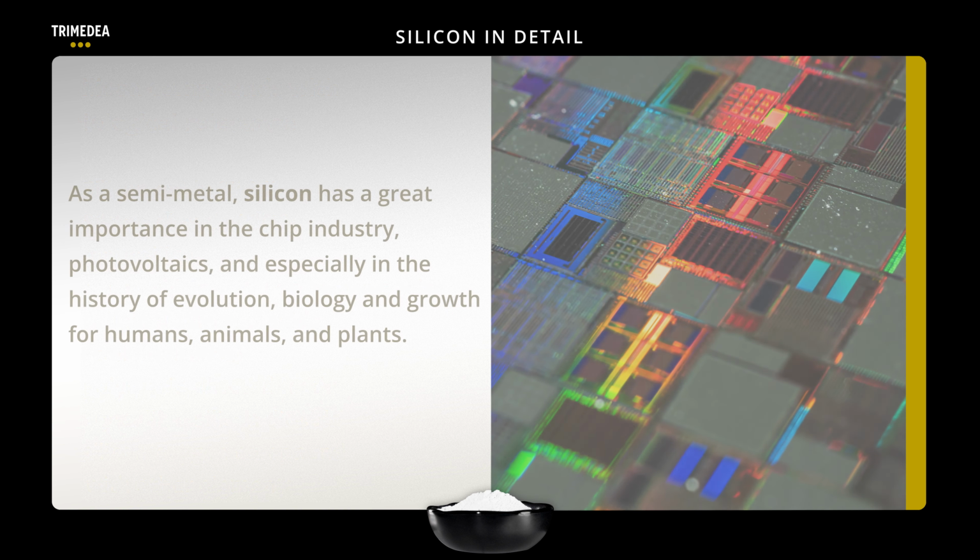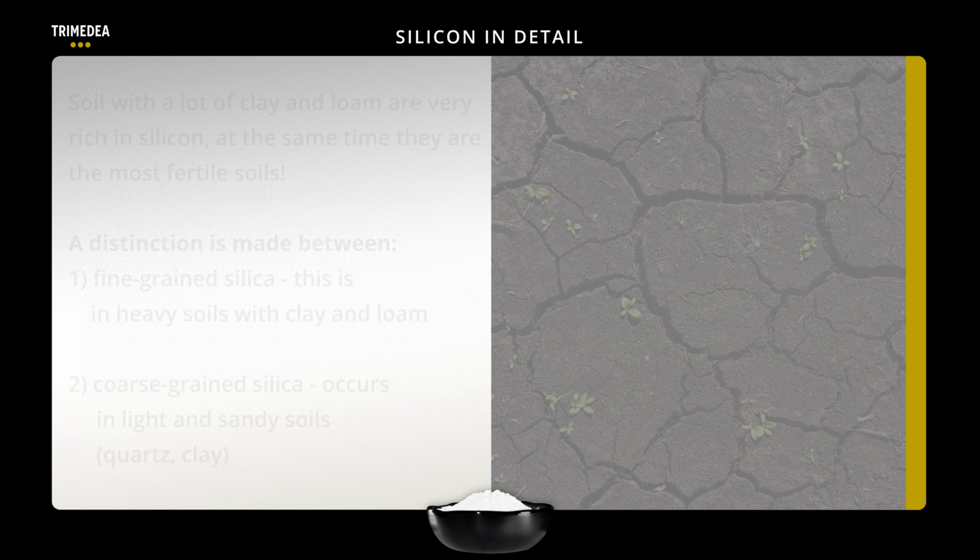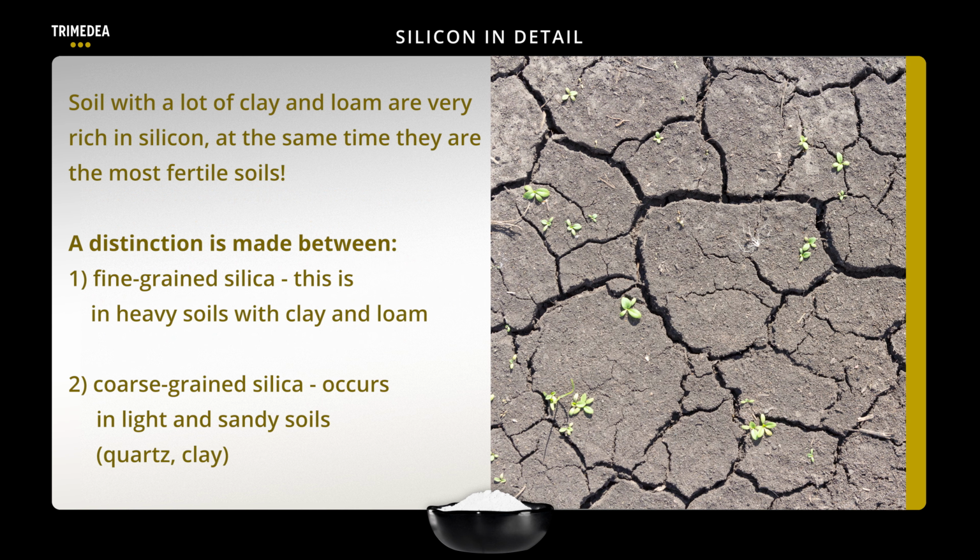Silicon as a metalloid is of great importance in the microchip industry, photovoltaics, and especially in the history of evolution, biology, and growth for humans, animals, and plants. Soils with a lot of clay and loam are very rich in silicon, as well as being the most fertile soils that can be found. A distinction is made between fine-grained silica, which can be found in heavy soils with clay and loam, and coarse-grained silica, which occurs in light and sandy soils like quartz and clay.